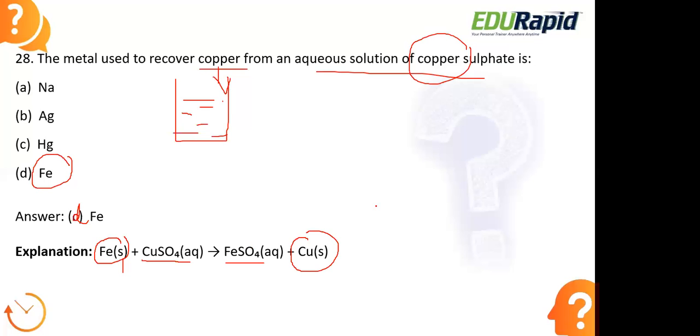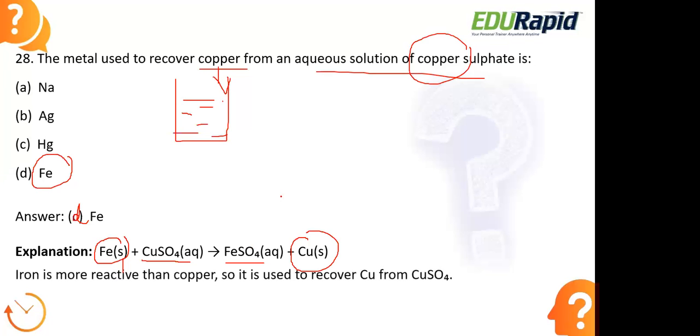Okay, to separate this copper, we have to add iron, so that finally it becomes iron sulfate, ferrous sulfate, and the copper can be separated, which we can remove out of the solution. Because iron is more reactive than copper, it can be used to recover the copper from copper sulfate solution.